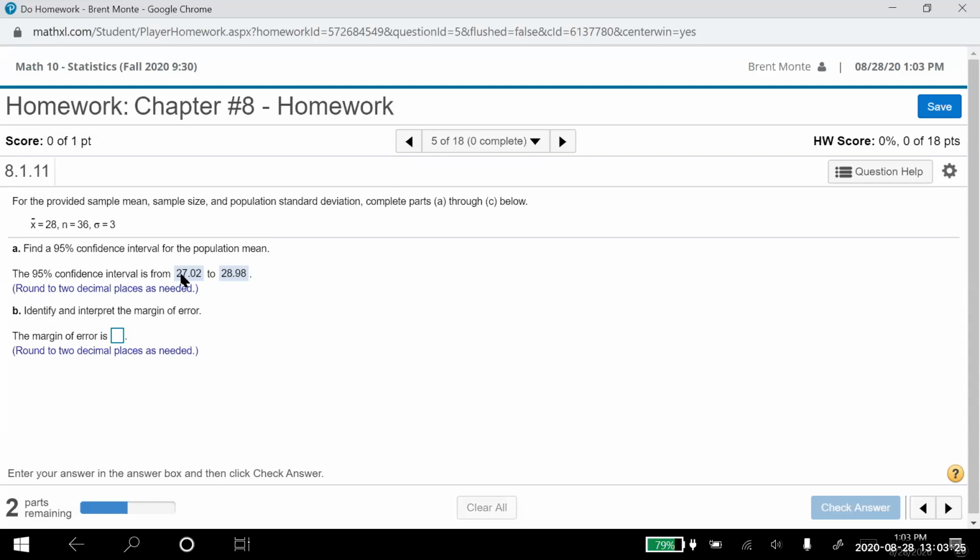Identify and interpret the margin of error. Well, let's talk about this, because remember what we did. We built this up. We said, essentially, let me see if I can find my pen. We said this, we took X bar plus or minus our margin of error. Well, so that was X bar minus the margin of error to X bar plus the margin of error. Graphically, it looks like this. X bar is right in the middle.